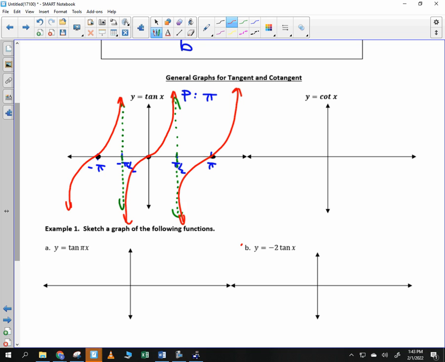Yep. All right, the cotangent graph. The same thing. We have a period of pi. So I'm going to mark pi, or mark negative pi.